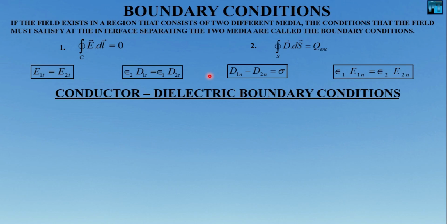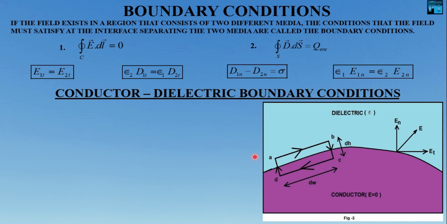Okay, let's proceed to our discussion now. For this we have a diagram. Now see, this purple side is a conductor and the upper side is a dielectric of permittivity epsilon. We have drawn a rectangle. By this rectangle we are to find the boundary conditions for the transverse components, and as you have seen in our previous discussion, for the normal components we shall use our Gaussian pillbox.